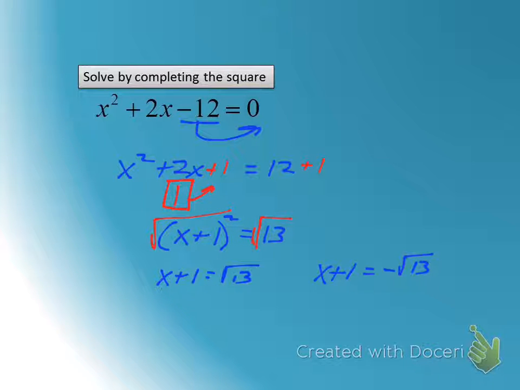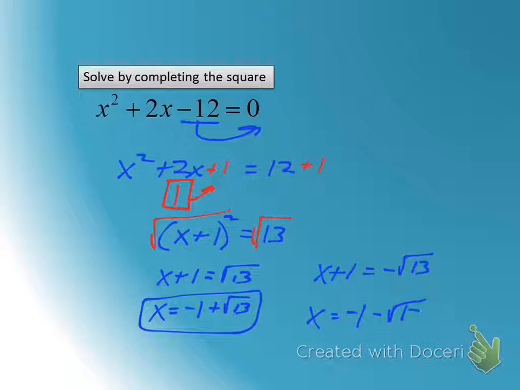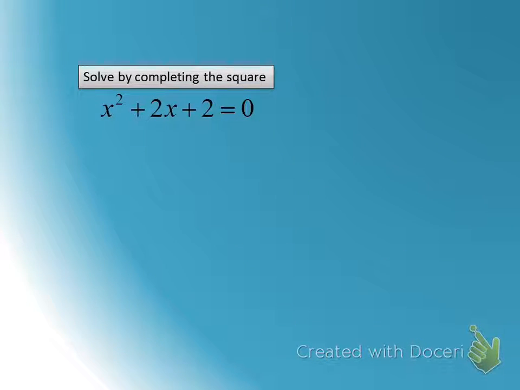And then to solve it, what do you do? Subtract 1 over. Good. Make sure you let that sign be seen. So x equals negative 1 plus square root 13 as one of your answers. X equals negative 1 minus square root 13 as the other.